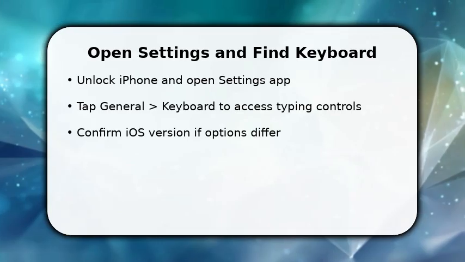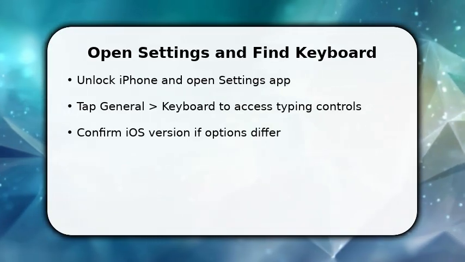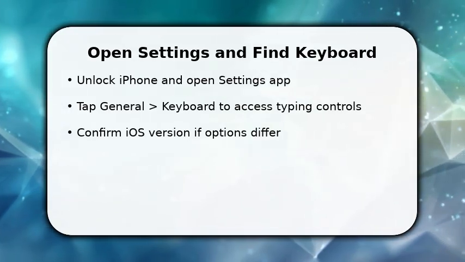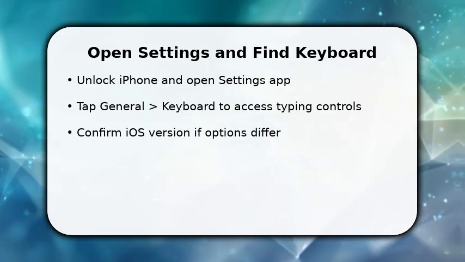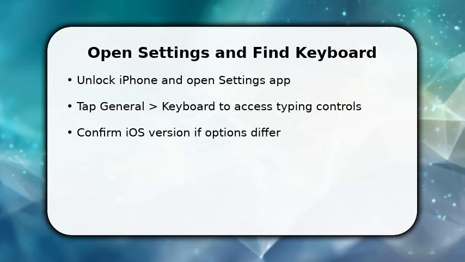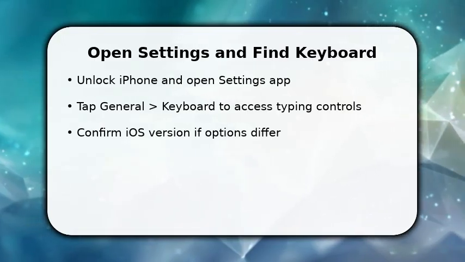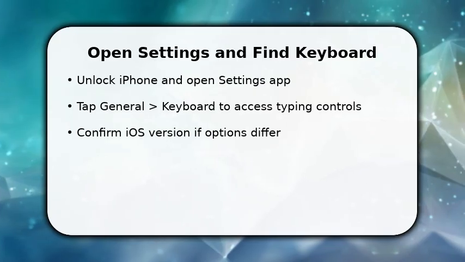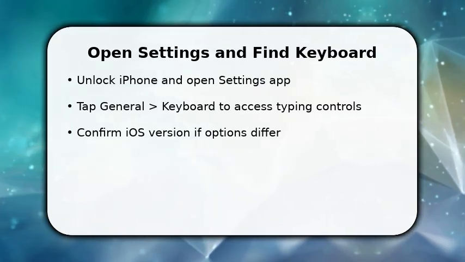You'll start inside Settings because that's where Apple keeps keyboard controls. Once you open Settings, go straight to General, then tap Keyboard. Make sure your iPhone is unlocked and not in guided access. If you see fewer options, check your iOS version so you know whether settings are grouped differently.